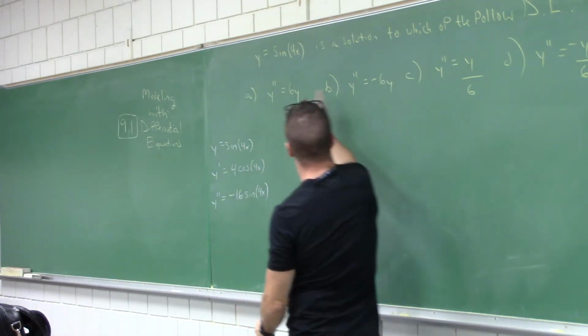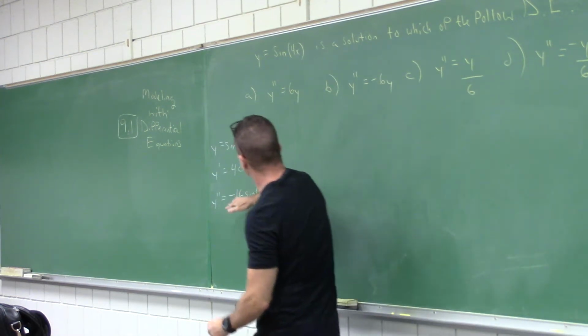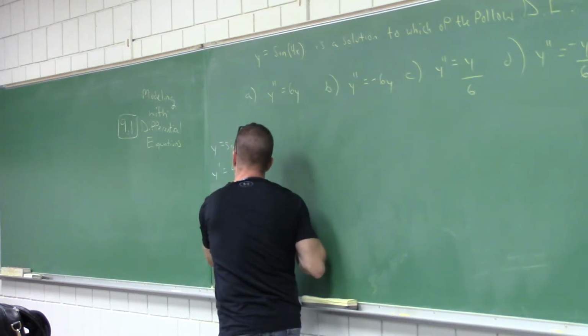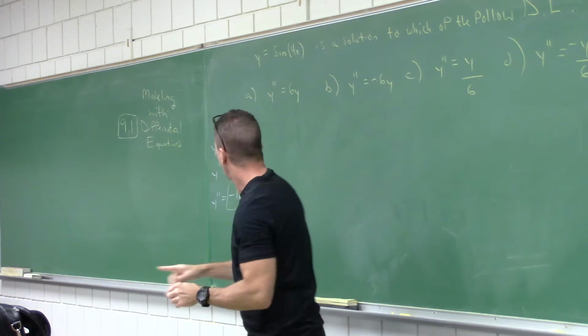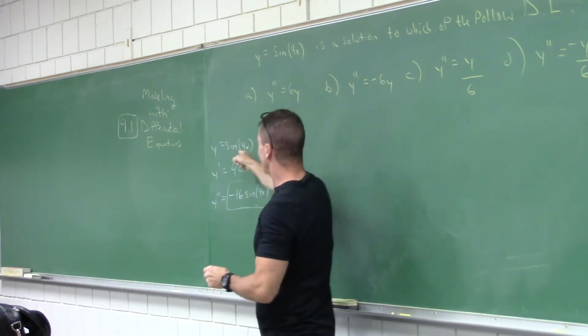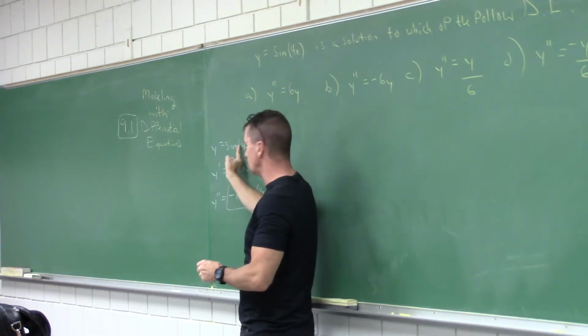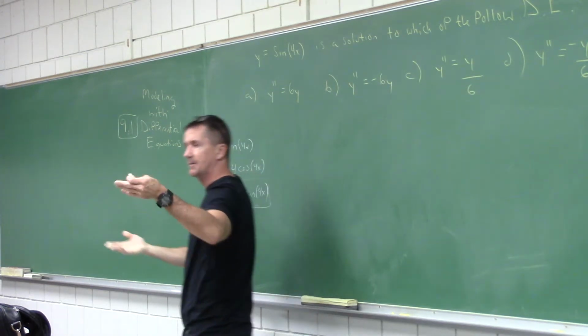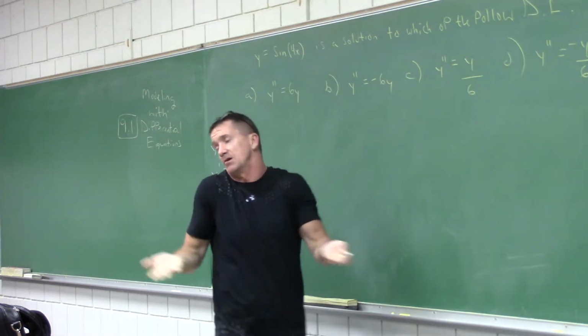So let's go through here. We'll substitute this for every y double prime. What are we going to substitute for the y's though? Yeah, there you go. There's your y. We'll substitute this for y. We're going to substitute this for the y double prime and see which one works out. That's how we're going to approach this problem.